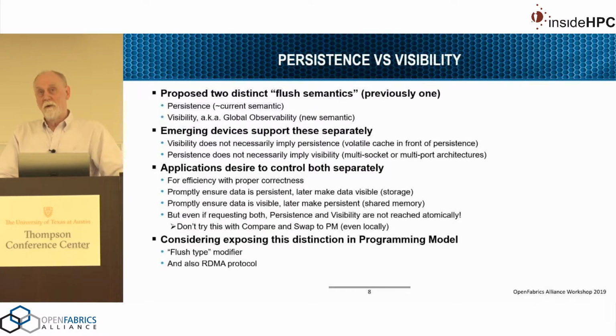Even if they request both, however, we warn applications in SNIA that persistence and visibility are not reached atomically, right? If you do a compare and swap in, quote, persistent memory, trust me, it didn't do what you thought. You may have compared and swapped based on the cache, but you haven't persisted it. And by the time you persist it, something else might happen to that memory. So that lack of atomicity between persistence and visibility domains is really important to an application. Really important. And we're trying to put this in big bright red letters in our discussion.